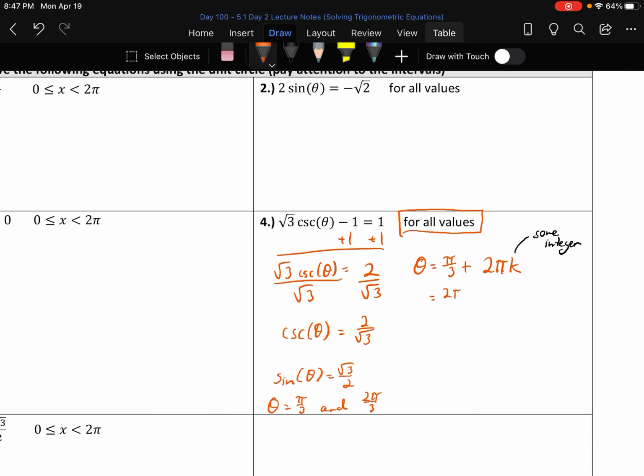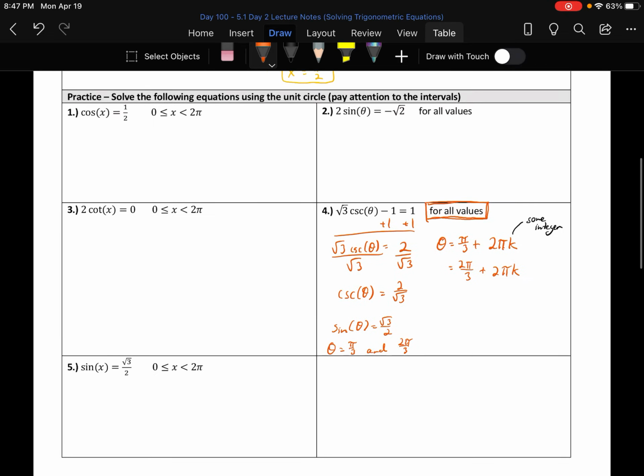That's all that's saying, which would also mean that we also have 2 pi over 3 plus 2 pi k. So whenever you're asked to determine for all values, you have to make sure not only do you say pi over 3 or 2 pi over 3, but you also have to say pi over 3 plus 2 pi k and 2 pi over 3 plus 2 pi k, because that encompasses all the solutions. At that point, you're just adding or subtracting 2 pi as many times as you want. So be on the lookout, because as you can see, that happens for number 2.